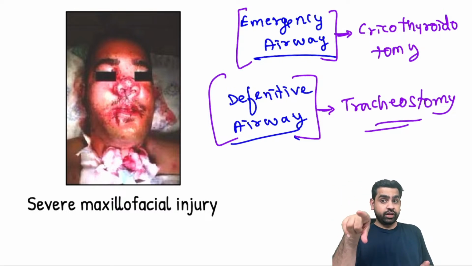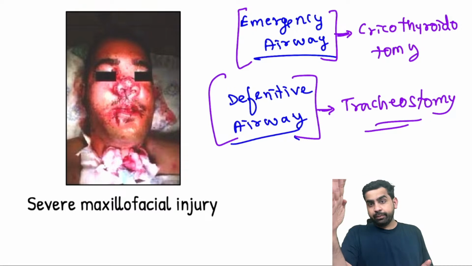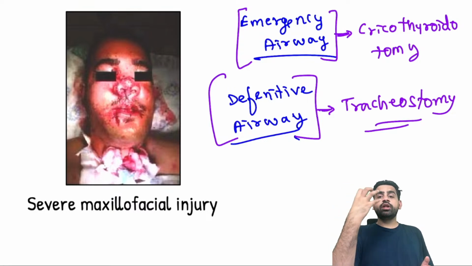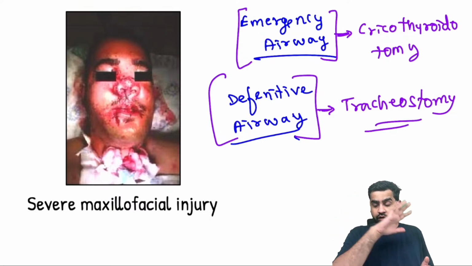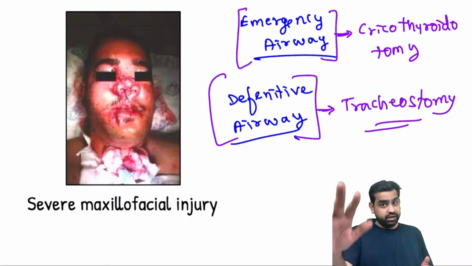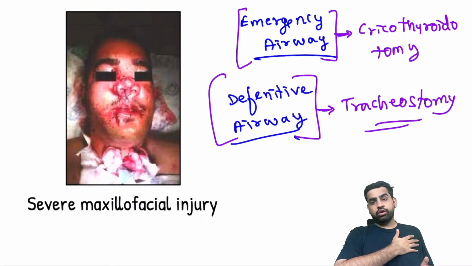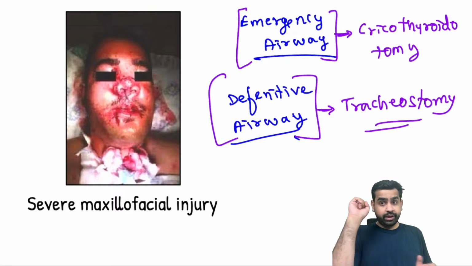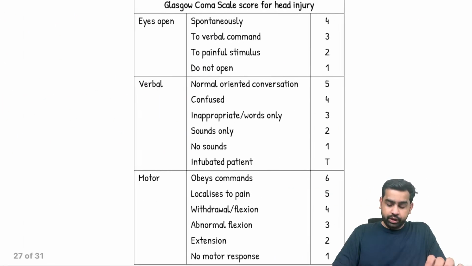But the drawback of cricothyroidotomy is that it is effective only for 30 minutes. After 30 minutes, CO2 retention starts, and after that it is of no use. Do you understand my point? On the other hand, tracheostomy is a long-term definitive airway in patients with severe maxillofacial injury. I hope you have understood this point. Very, very important. Understood, right? Now coming to this.